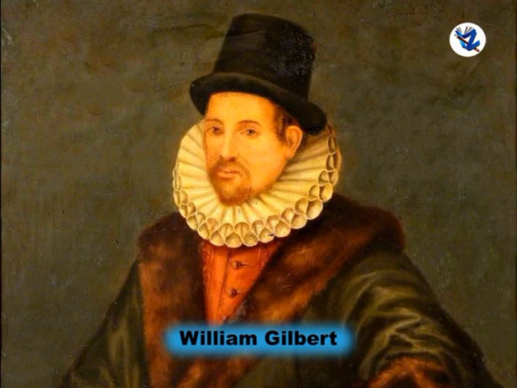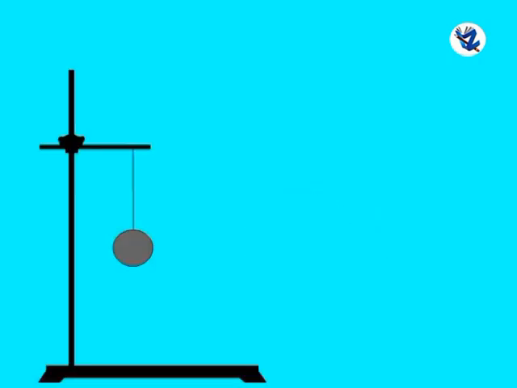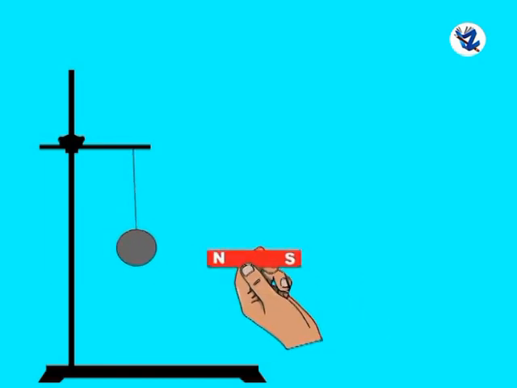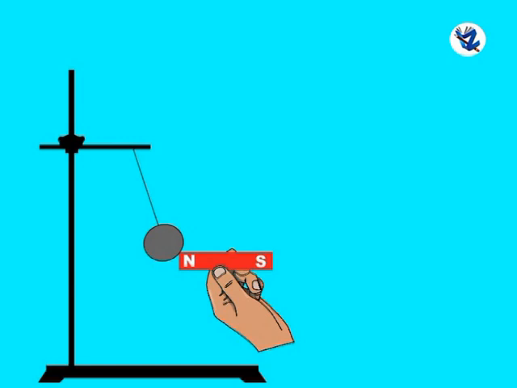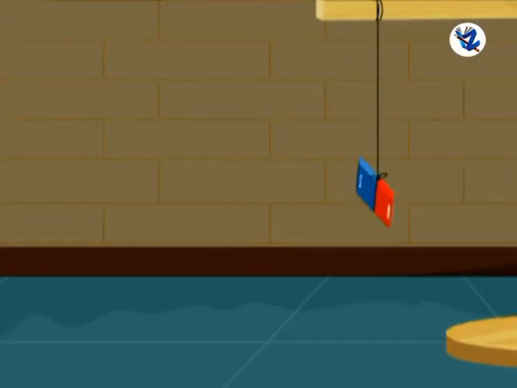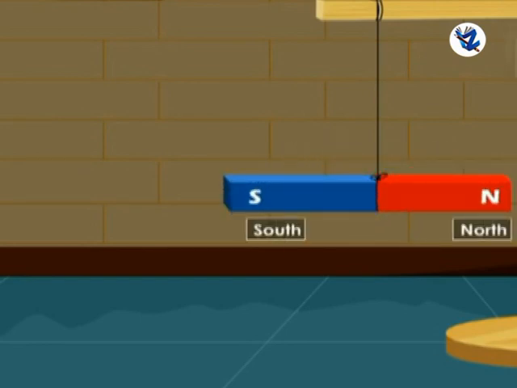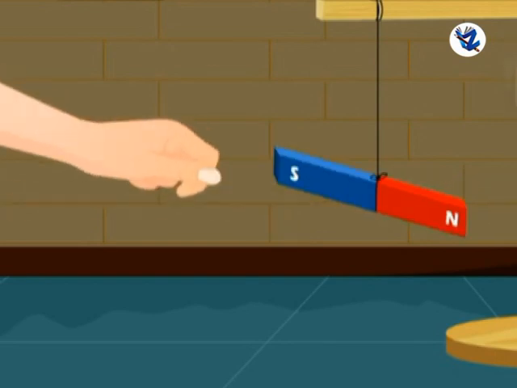The scientist William Gilbert gave a round shape to a naturally occurring magnetic rock. He suspended this spherical magnet so that it could turn freely and brought the north pole of a bar magnet near it. The south pole of the magnetic sphere was attracted towards it. And this is the scientific explanation why a freely suspended magnet always settles in the north-south direction only.